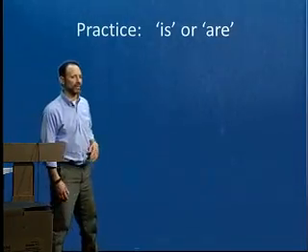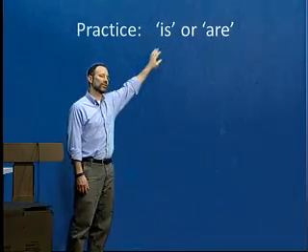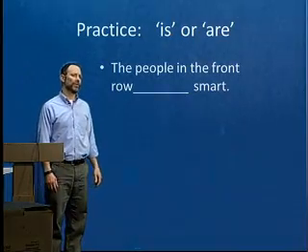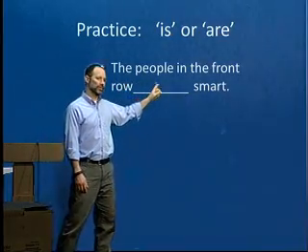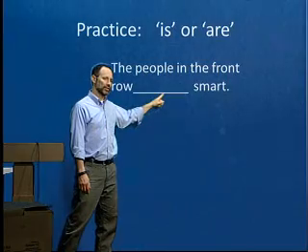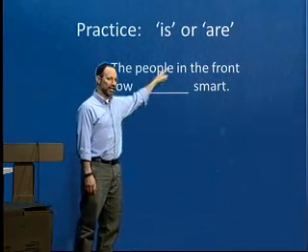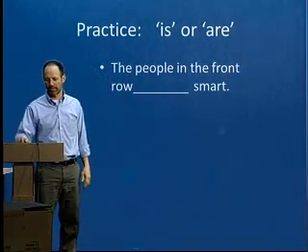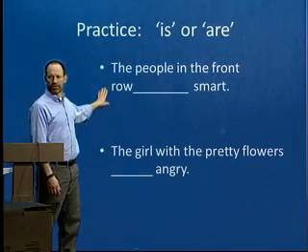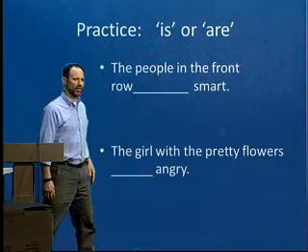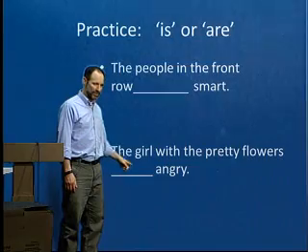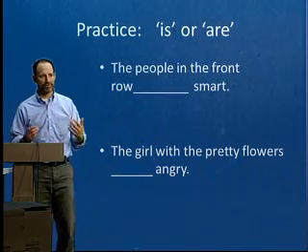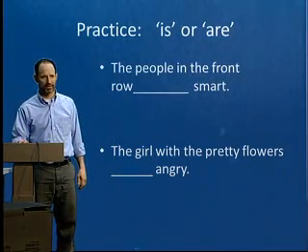Let's do a little practice. And in these sentences, you could put is or put are. The people in the front row, here we'll put are smart, because my subject is people. In the front row is the preposition phrase that does not affect the subject-verb agreement. The girl with the pretty flowers, here we'll put is. So the girl is angry. With the pretty flowers does not affect the subject-verb agreement.